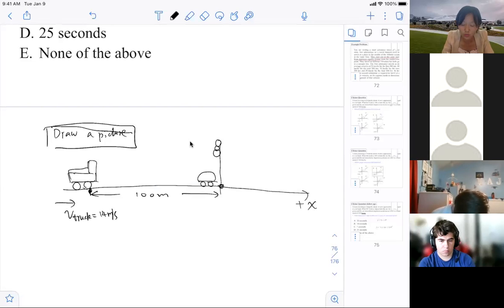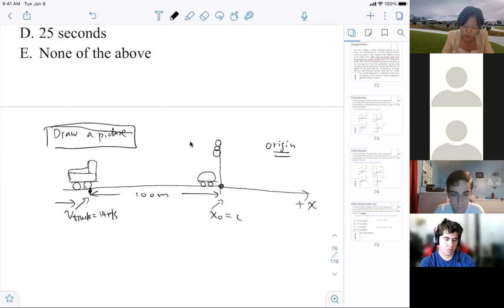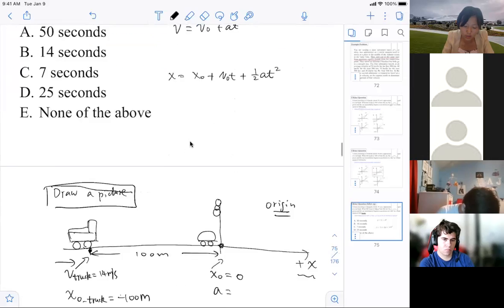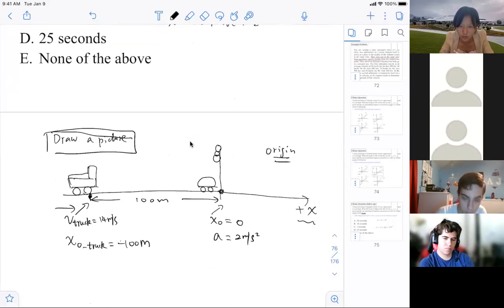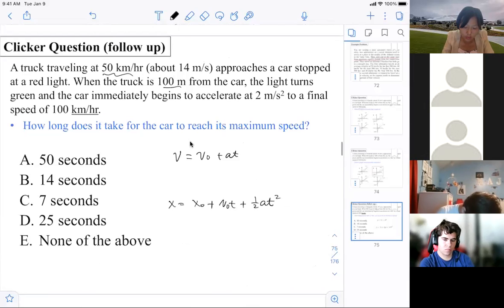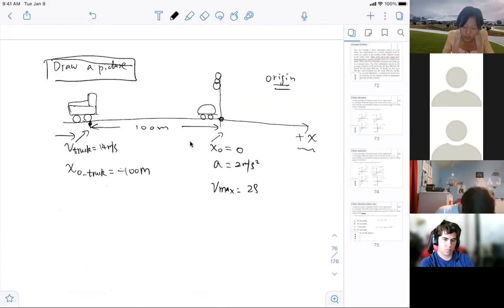Where you put your origin is totally up to you. You can put it here or here. If we put it here, say the initial position of the car is 0, then the initial position of the truck would be negative 100. So: draw a picture, choose coordinates, and label your quantities. One other piece of information given is that the car accelerates at 2 meters per second squared until it reaches a maximum speed of 100 kilometers per hour, which is 28 meters per second if you do the conversion. Okay, so those are the pictures.